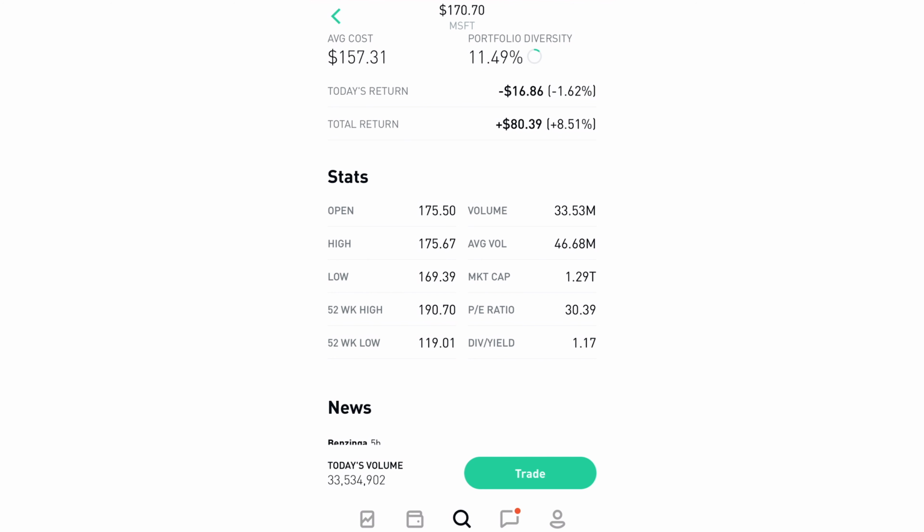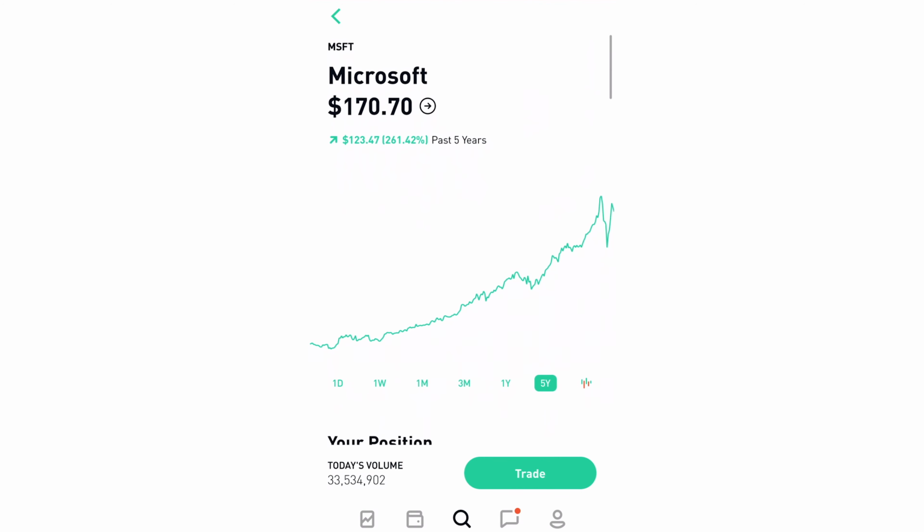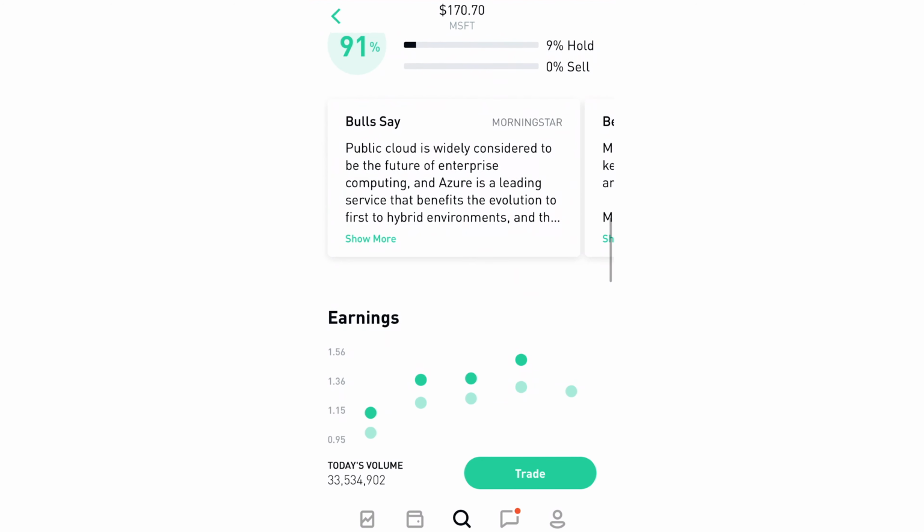Market cap tells you how much the company is worth. PE ratio, or price to earnings ratio, is another way to value a company. The ratio compares the price of its stock to its earnings per share. Low or high PE ratios aren't inherently good or bad.